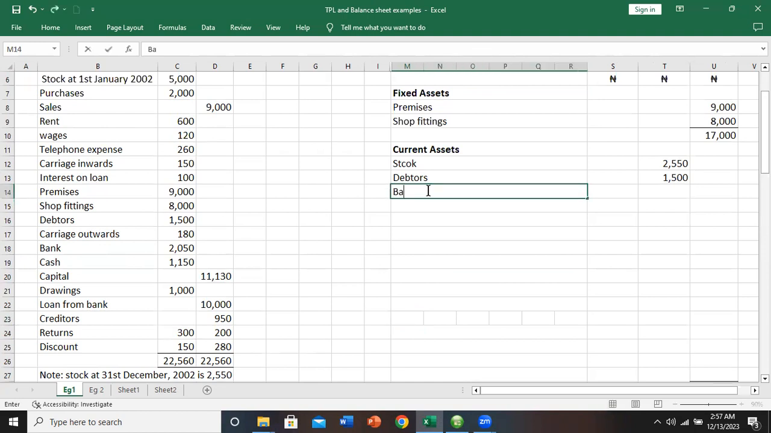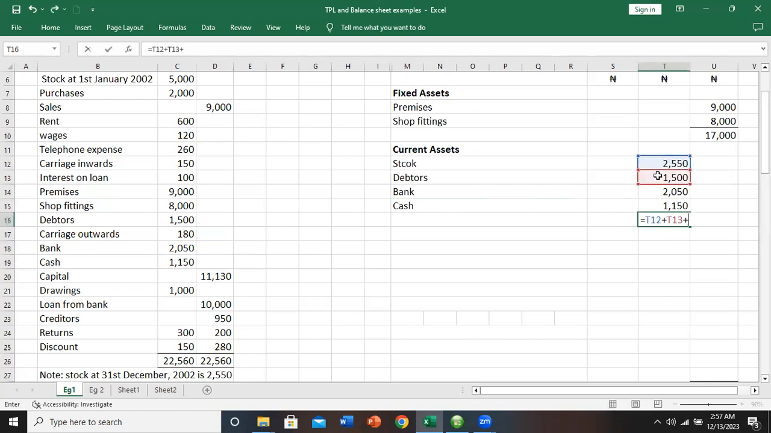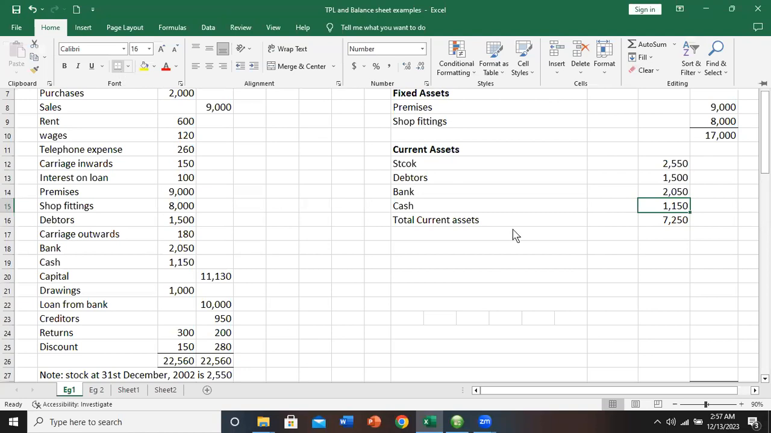So the next thing is the bank. And obviously we have bank here, which is 22,050. And then finally the cash, which is 1,150. And that's all for your current assets, right? So you total them here. This plus this plus this plus this. That gives you 7,200. So this is your total current assets. Is it not simple? It's very simple. But my dear, you need to learn the format so that you can follow it.